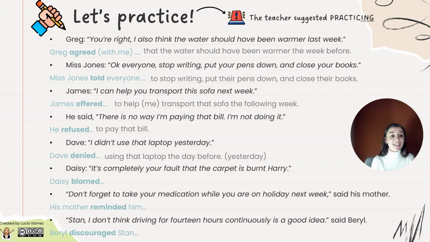The question, also, the sentence of Jace, it's completely your fault that the carpet is burned, Harry. Es completamente tu fallo, o sea, es tu error, ¿sabes? Pues culpó a Harry. So Daisy blamed Harry for burning the carpet. Aquí tenemos como blame, tiene for, and you blame someone for doing something. Son estructuras que nos tenemos que aprender, ¿vale? Y pues practicando lo acabaremos haciendo.